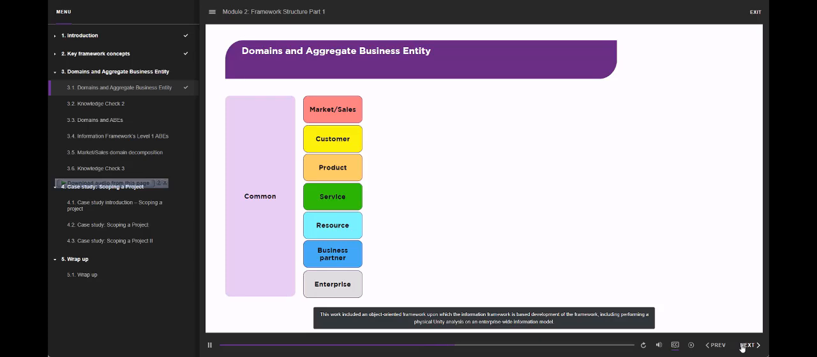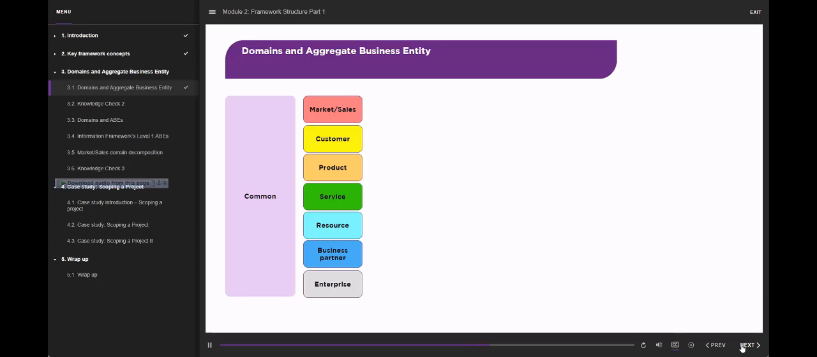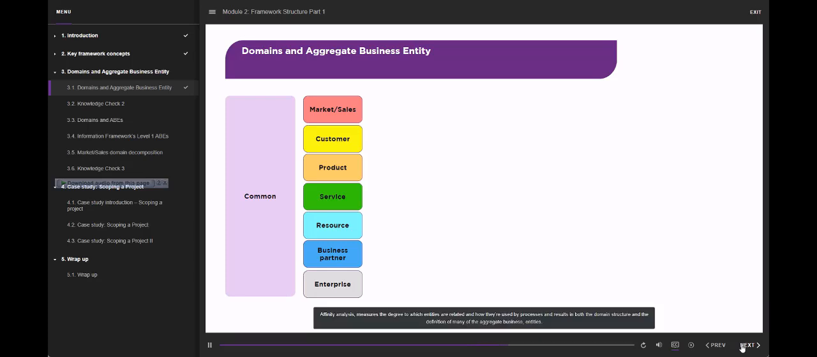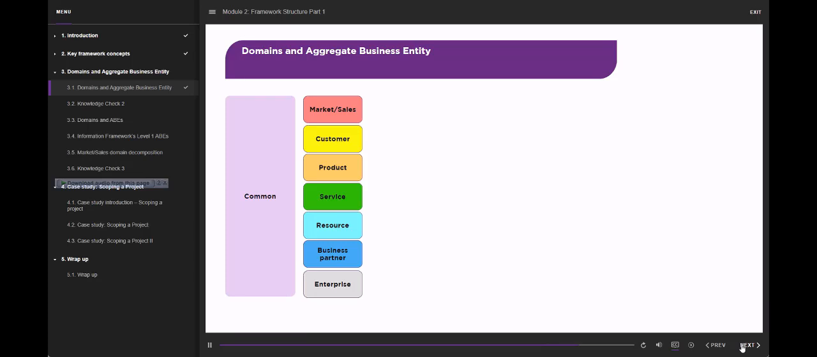Development of the framework included performing affinity analysis on an enterprise-wide information model. Affinity analysis measures the degree to which entities are related and how they're used by processes, and resulted in both the domain structure and the definition of many of the aggregate business entities.